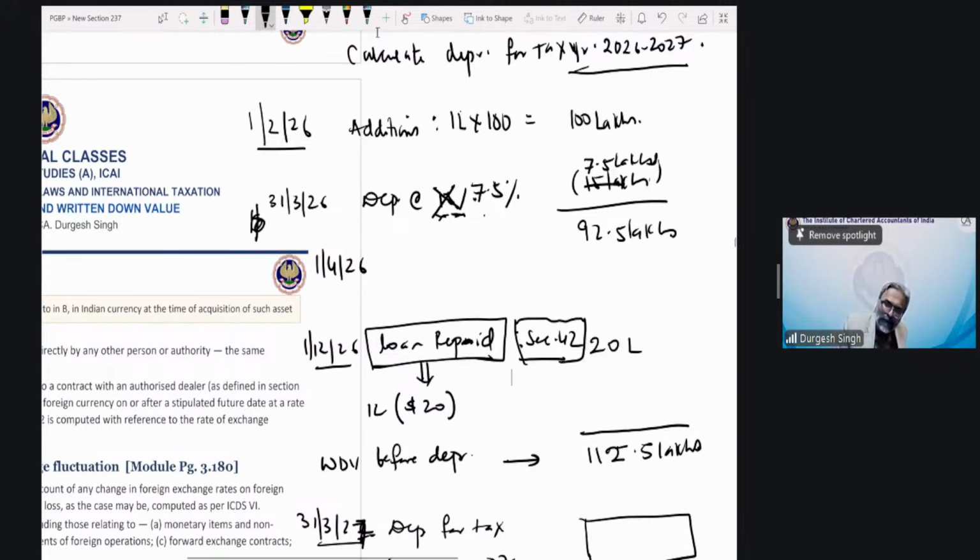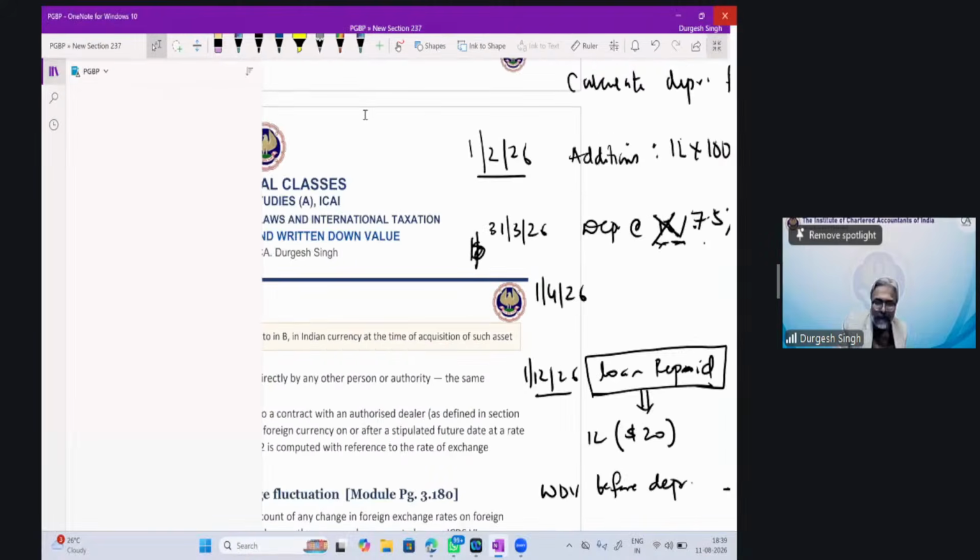I hope that all of you are clear with this one. So now in that case, on the entire 112.5 lakhs, you will claim 15% rate of depreciation. This is the common mistake, students, that students make. And this is where we need to be quite careful. Is that point clear to all of you? I'll give you the note quickly, students, in this context.